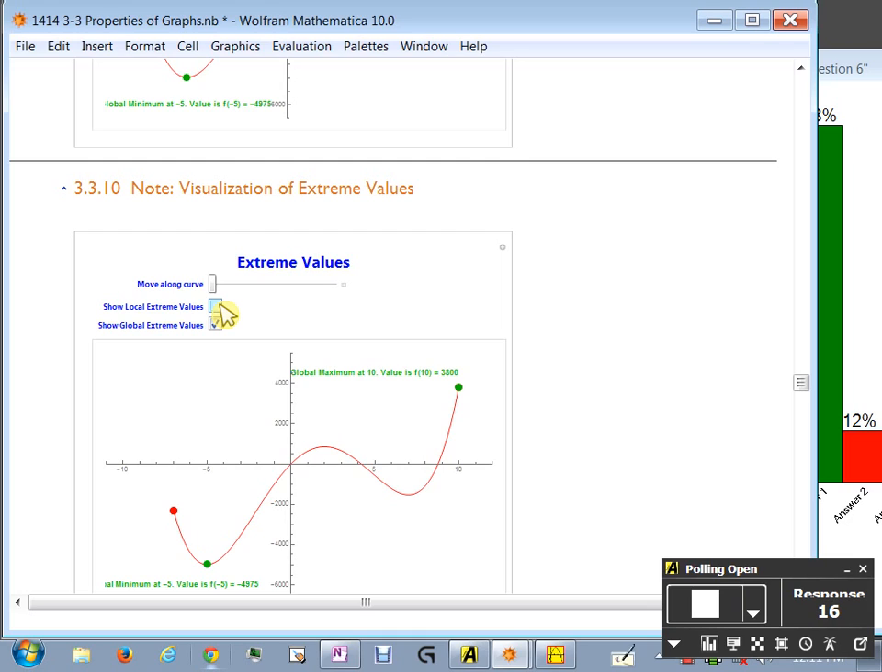With global, it's possible to have a global max and a global min. Or if it's a constant function, just a flat line, then the highest point is also the lowest point, which means that the global max and min are the same. Good question.